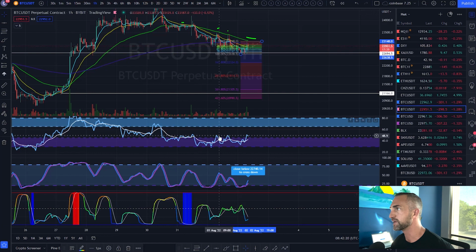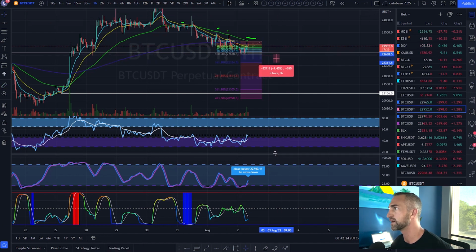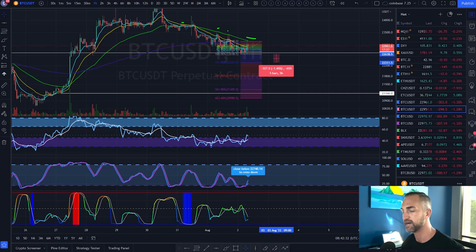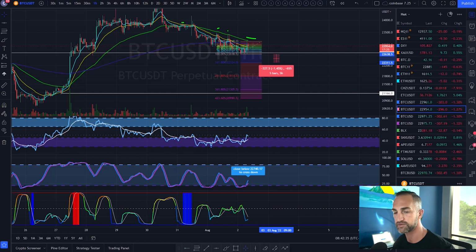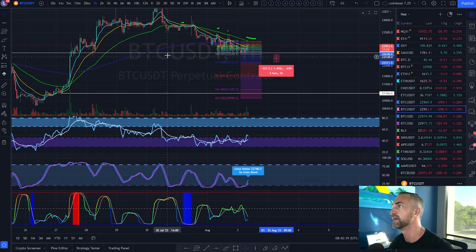So not a big move, right? In cryptocurrency land, a 1.4% move is actually a pretty nice move. If you're using leverage, I don't recommend you do that unless you have a trading plan, a successful trading plan that you've implemented and already back tested.